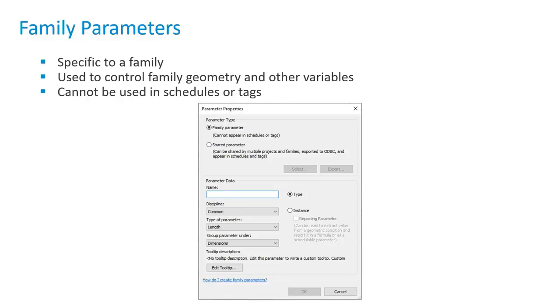But if you just create it as a family parameter, then those parameters will not be able to be used in schedules or tags. But when you're creating a family, you will typically create several parameters in order to control the geometry and then to add the other variables that you'll need in the family. And so not every single one of those needs to be scheduled and tagged. And so family parameters are still extremely useful when you are developing families.